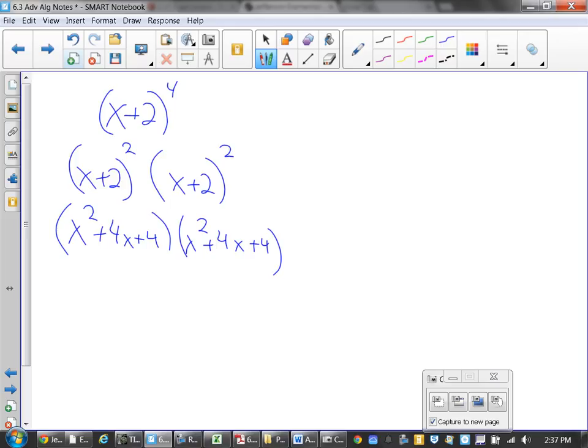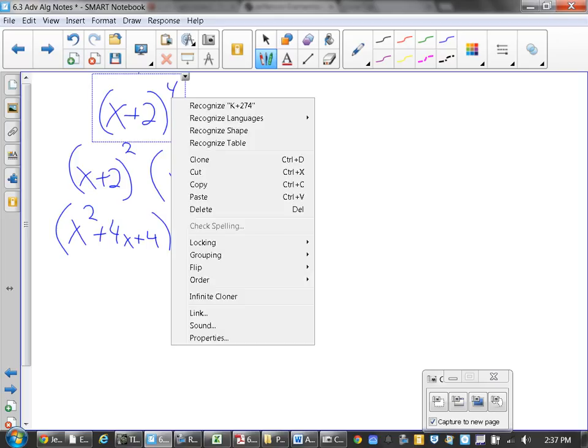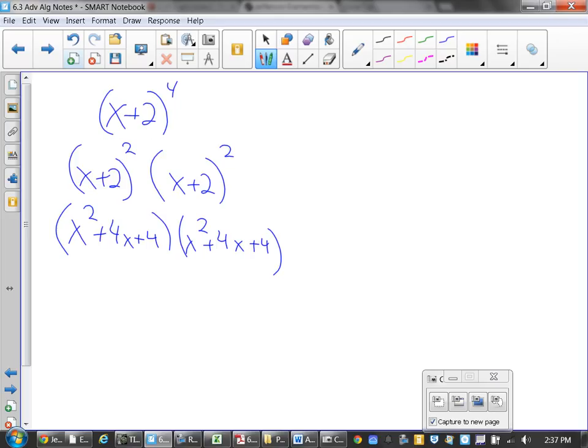Wait, so don't use that thing with the 3 in it? Oh, yes, use the thing with the 3. She was asking me about a 4th degree rule. Are we going to need to know that? No, there's no pattern to it. Okay, good. I would have done the x plus 2 cubed, use that pattern, and then multiply it by x plus 2. I do that also. Break it down.